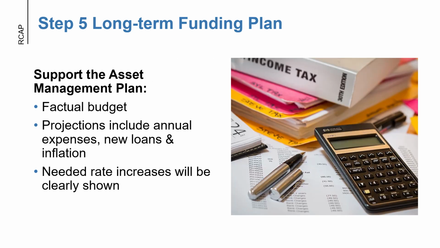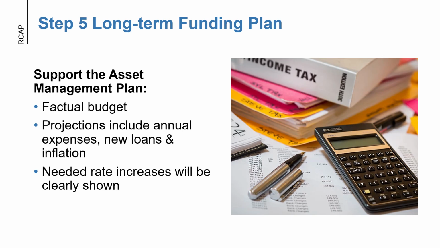To make an asset management plan truly useful, it needs to be tied to realistic, data-driven financial planning, starting with a factual budget. A factual budget reflects the actual cost of operating and maintaining a system, including the full staffing, true equipment needs, and all recurring costs. It avoids wishful thinking or underestimating expenses just to keep rates low. It uses past data to inform current and future decisions.